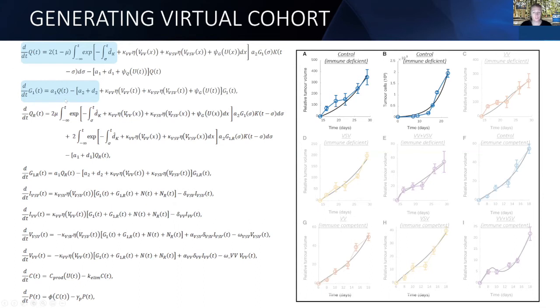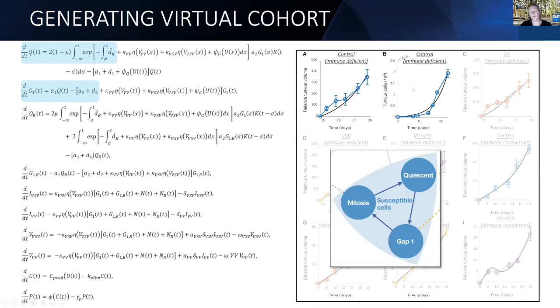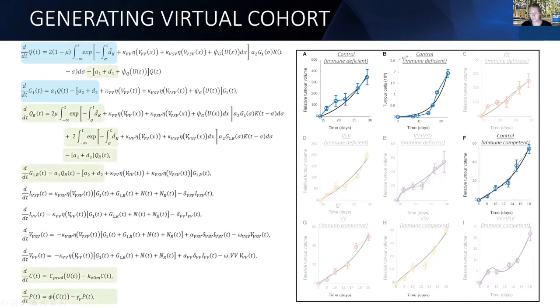And so that reduced the number of parameters we needed to fit to 3, and we fit those parameters to these data sets. We then consider, oh, there's the image of the flow diagram for what part of the model that spoke to. The next experiment was another control experiment, so no treatment, but in an immune competent mouse, meaning that the mouse had a functioning immune system.